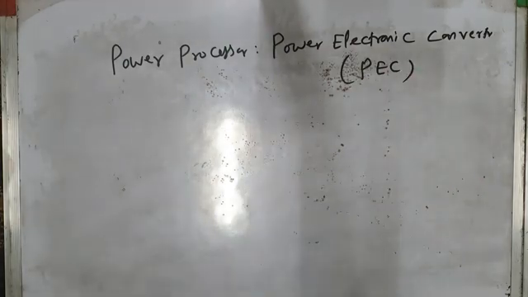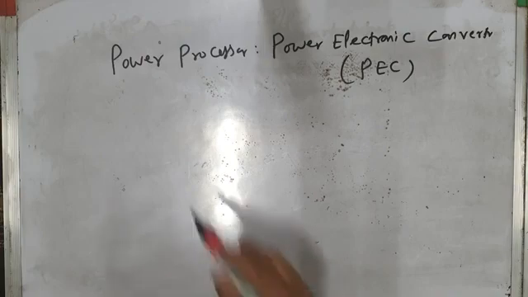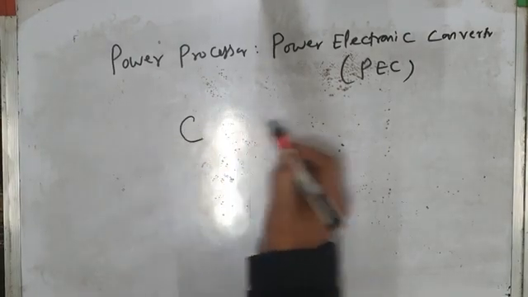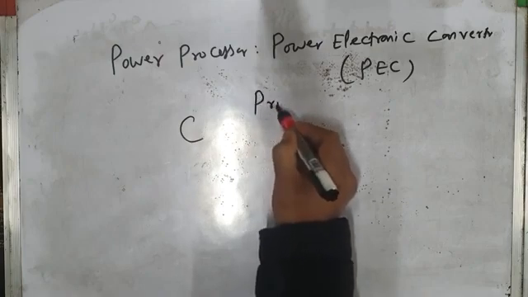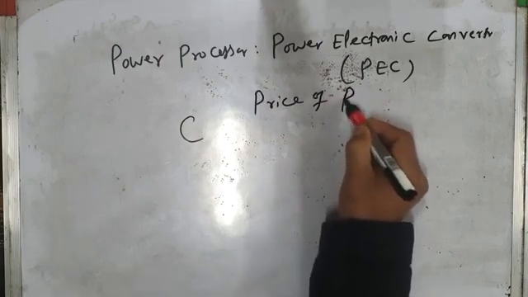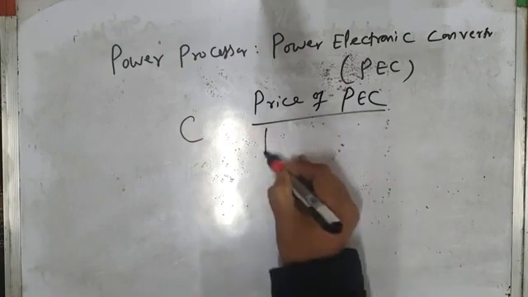However, when we use a power electronic converter as a power processor for the control of an electrical drive, the cost of the power electronic converter is high as compared to the cost of the motor itself. There is a ratio C, which is defined as the ratio between the price of the power electronic converter, PEC, divided by the price of the AC motor.